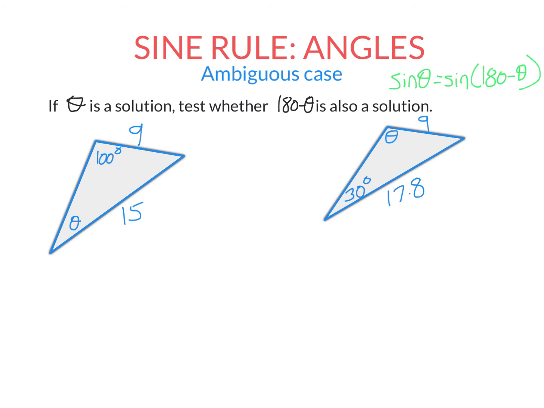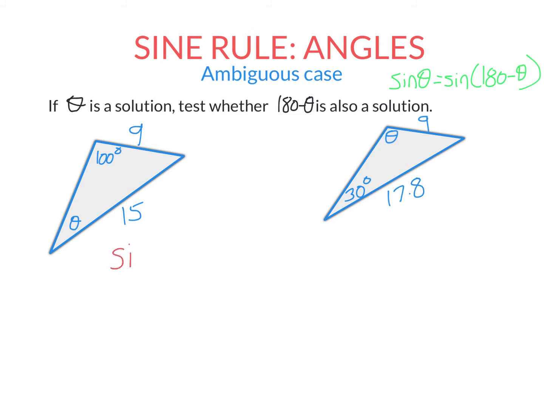So why is there an ambiguous case? Well, remember what I said about the largest side being opposite the largest angle. In this one, because 15 is larger than 9, this angle must be smaller than 100. It turns out there's going to be no ambiguous case in this triangle. But in this triangle, 17.8 is longer than 9. So 17.8 could be the longest side or the middle side. This angle here could be obtuse. It could also be acute. We just don't know. So let's go ahead and actually use the formula to find theta using the sine rule.